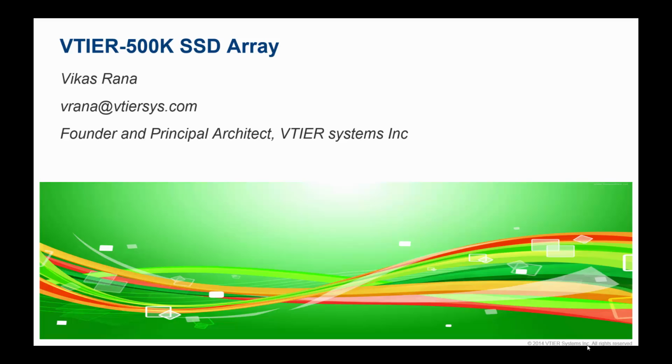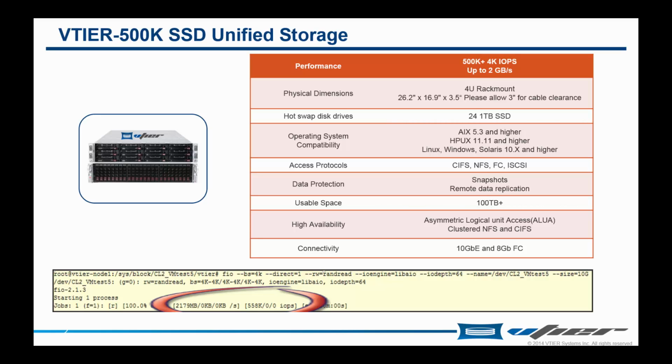This array is specifically designed for I/O-intensive applications like VMware or Oracle. VTIER-500K array is a 4U rack-mountable system. Default configuration comes with 24 1TB SSD drives, which gives about 100 TB of usable SSD storage. It supports CIFS, NFS, and block storage via Fiber Channel or iSCSI.